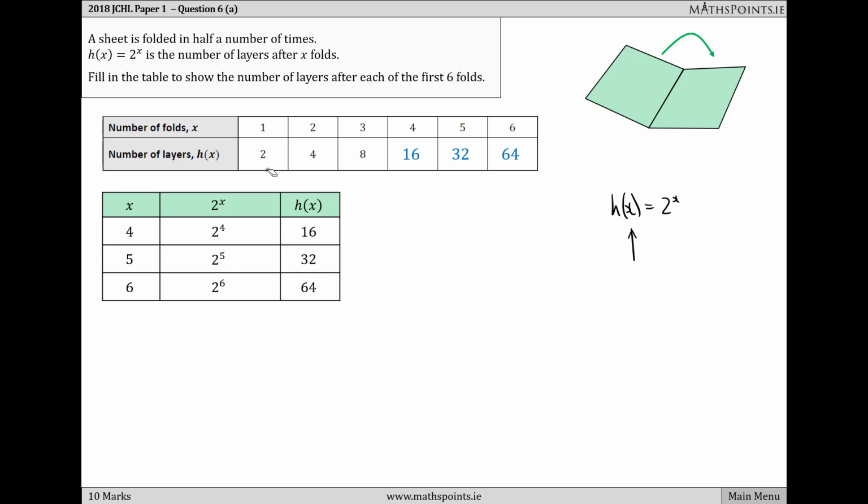Now what we can see is clearly the number of layers is doubling each time we fold the piece of paper. And again, this is an exponential pattern, and that's actually one of the questions that's coming up later on. So 10 marks for that A part.